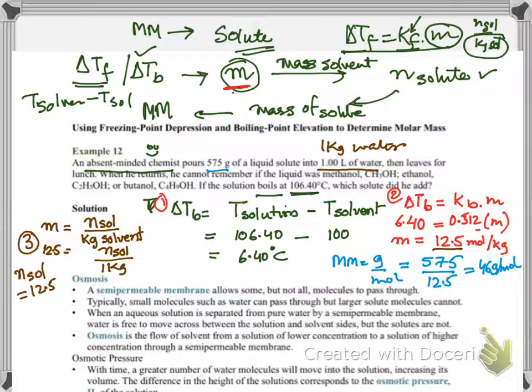Now, if you calculate the molar mass for methanol, CH3OH, it is going to be 32 grams per mole. For ethanol, it is going to be 46. For butanol, this one is 74. I'm just adding all the atomic masses. So that means my unknown is going to be ethanol.